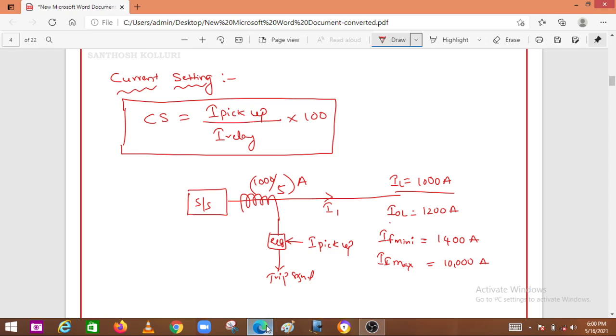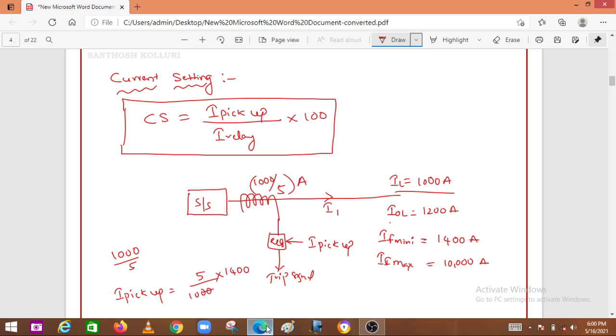Then how can you calculate the pickup current? The rating of the CT here is 1000 by 5 amperes. Then the pickup current will be calculated like this. The pickup current can be calculated as 5 divided by 1000 into the minimum fault current, which is around 1400 amperes.